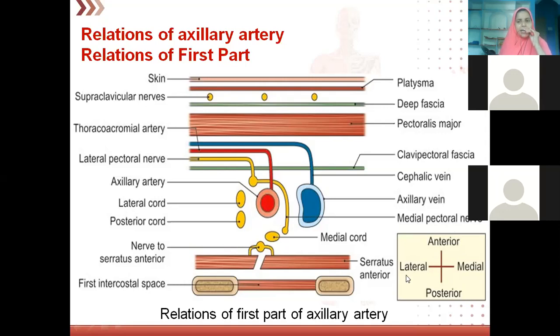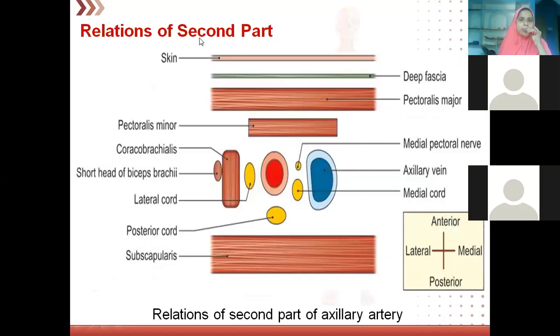Coming to the lateral relations, we find the lateral cord and posterior cord of the brachial plexus. Please practice this picture. We need to practice four pictures because the axillary artery is an important essay question; it can come as 15 marks. Boundaries and contents of the axilla, and give the details of the axillary artery, is an important 15 marks question. So this is the first part. Now coming to the second part of the axillary artery: I said it is behind the pectoralis minor muscle.